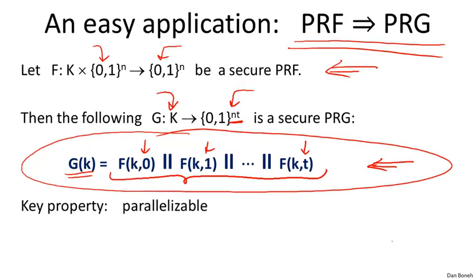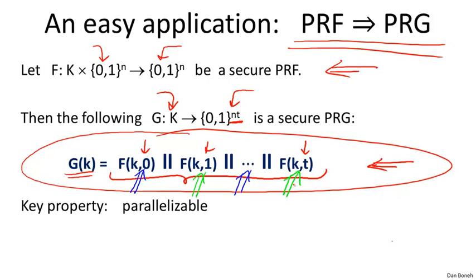A key property of this generator is that it's parallelizable. What I mean by that is if you have two processors or two cores that you can compute on, then you can have one core compute the even entries of the output and another core compute the odd entries. So if you have two cores, you can make this generator run twice as fast as it would with a single core.